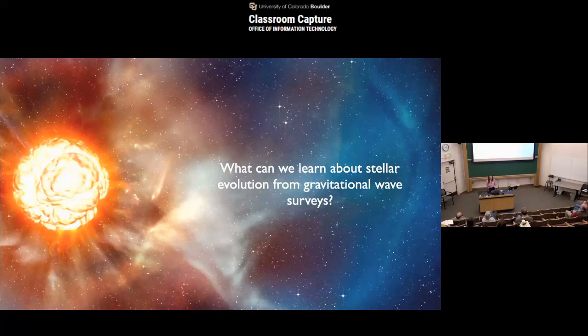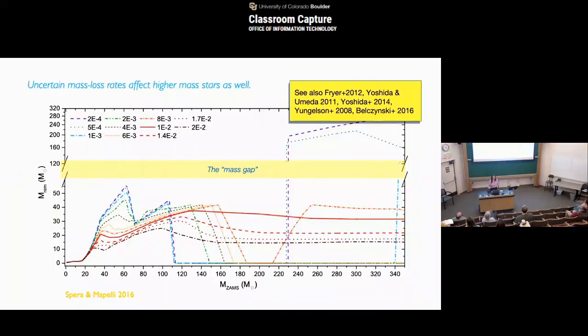There's also things that we can learn about stellar evolution from gravitational wave surveys. So a lot of people have been predicting what kind of black hole masses we should be seeing with the LIGO Virgo project. And basically, all of the theoretical models of these things predict that there should be some sort of mass gap where we should see no black holes at all forming between about 50 to 120 solar masses. And this is predicted across basically all of the models.